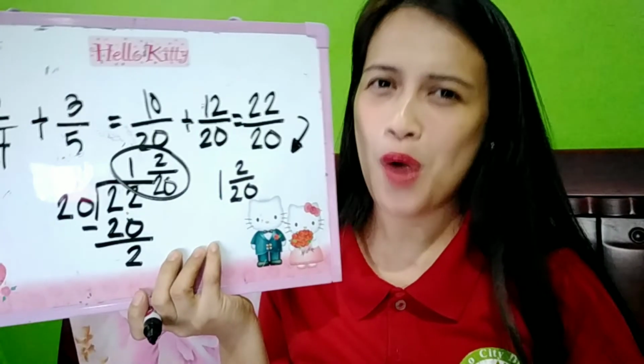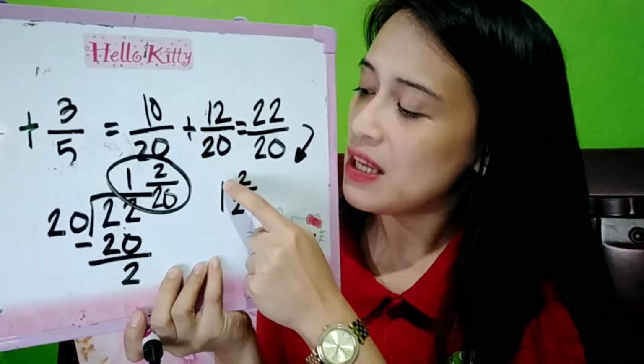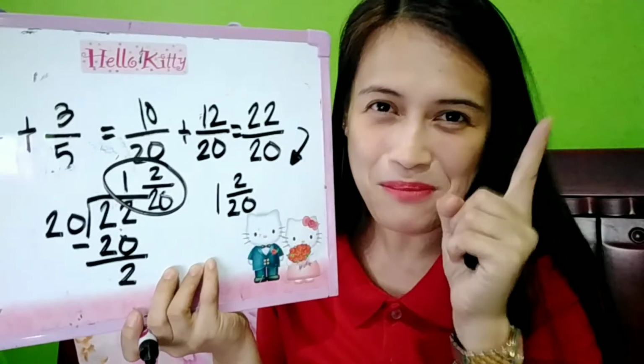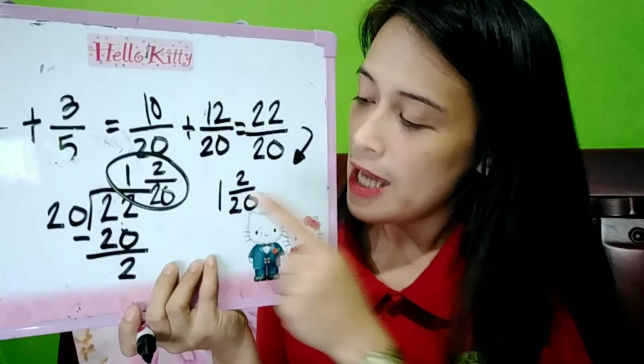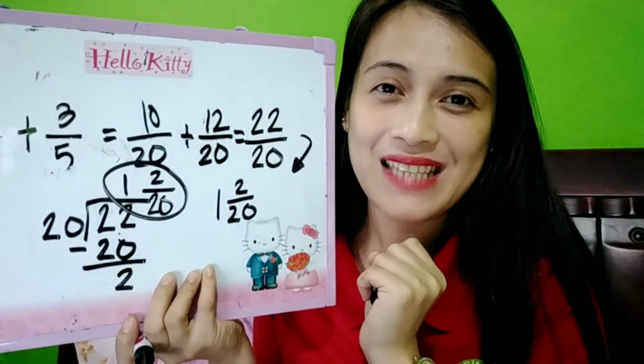Lowest term na ba siya or in simplest form na ba siya? No. Kay naa pa man tay ma-divide kay 2 ug kay 20. Remember the divisibility rule? Kay 2 at saka kay 20, ano yung common na number na pwede ma-divide sa ilahang duha?